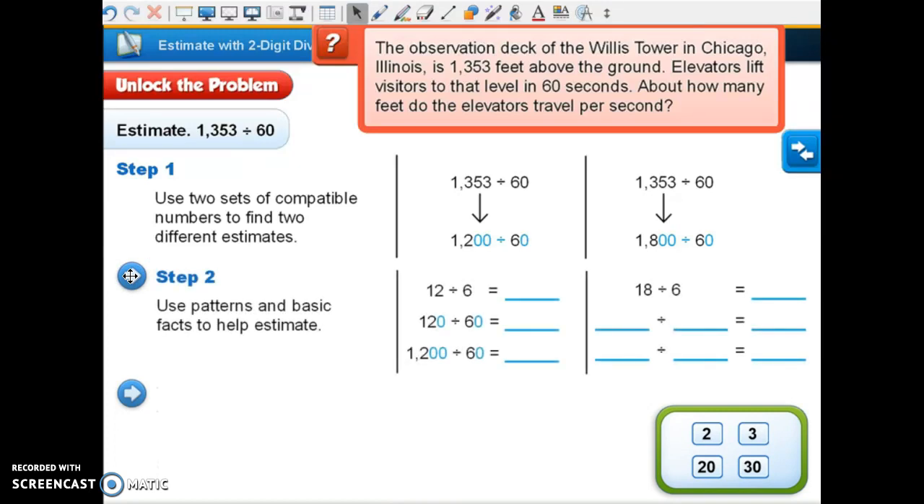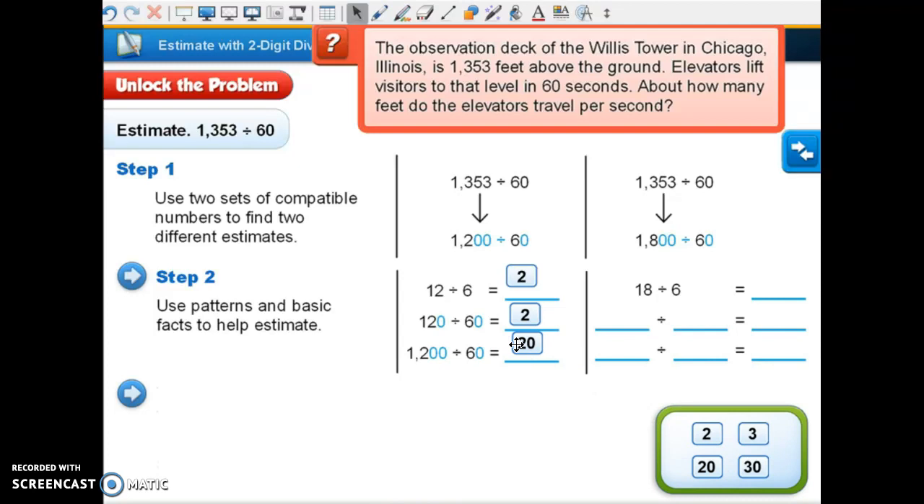Step 2, use patterns and basic facts to help you estimate. Well, I know that 12 divided by 6 is 2, and that 120 divided by 60 is 2. Now I've added another 0 here, so I need to add another 0 to my quotient. And so that would make 1,200 divided by 60 be 20.